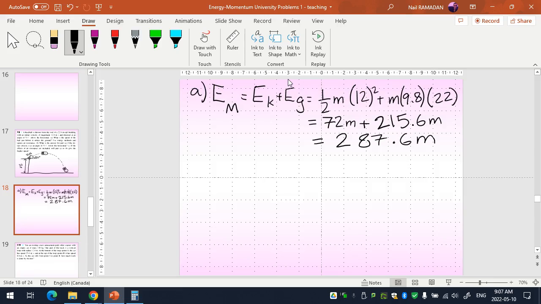Okay. Does EM ever change? Does the mechanical energy of an object ever change in a system? No. Which means EM at the beginning is the same as EM at the top, is the same as EM right before it hits the ground. Yes. So right now, we're going to say EM.